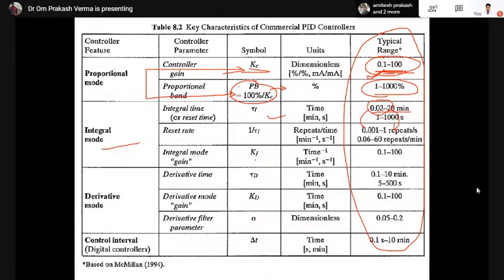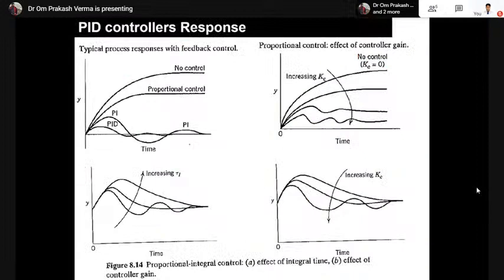As an electrical engineer or electronics engineer, the value of constant Ki is fixed like this one. Similarly, for the derivative controller, this data is given, and you can simulate your problem like this one. Is it okay? So now see the controller response.